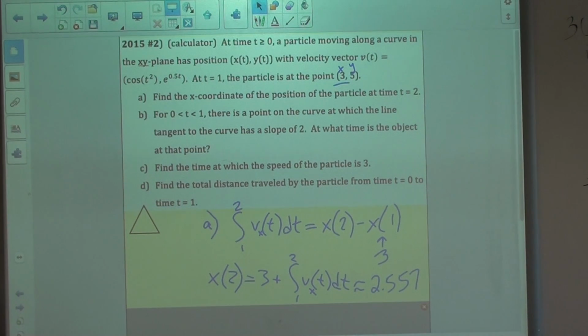So are they used to an 89? Yeah. Okay, good. Because I think I have some 84s too.